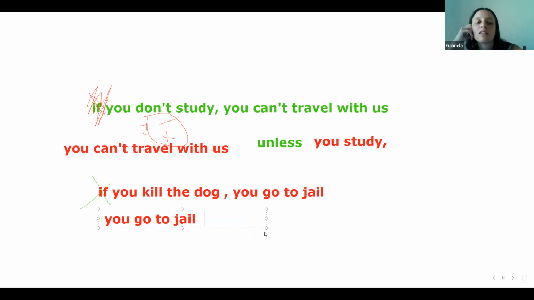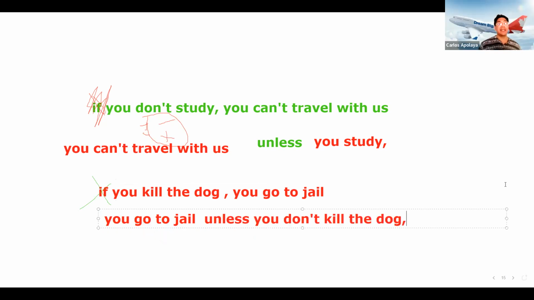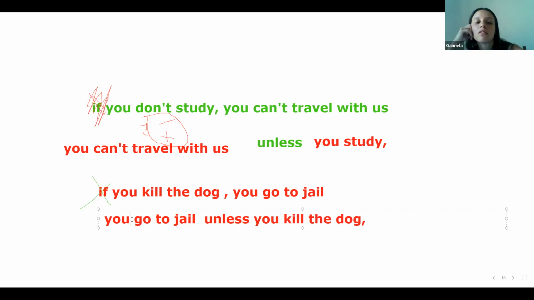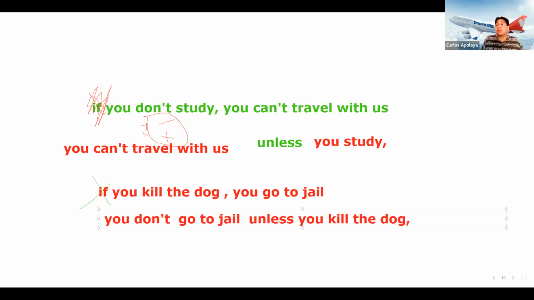Ya, ahora, el inglés. Después del inglés hay algo negativo o afirmativo. Afirmativo. ¿Cómo sería? You killed the dog. Entonces, ¿qué sería aquí? You don't go to jail. Tú no te vas a la cárcel a menos que mates al perro.